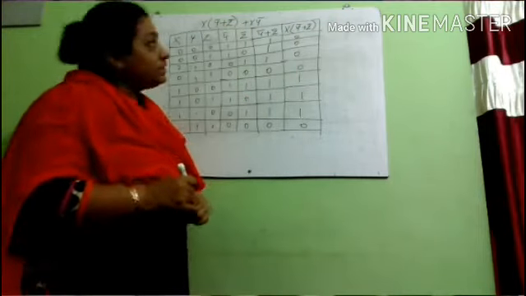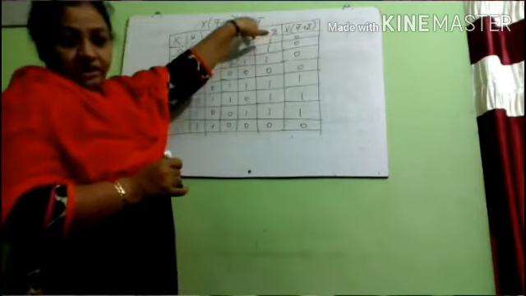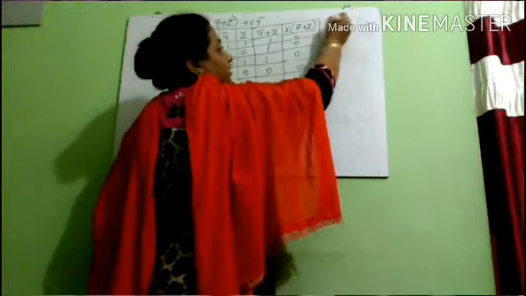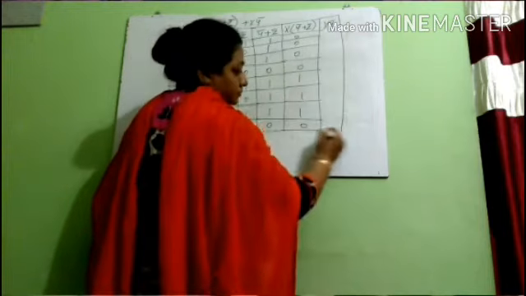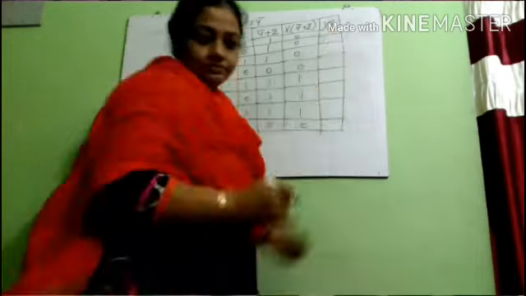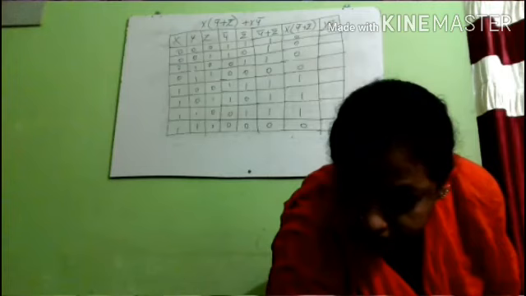0 and 1 is 0. 0 and 1 is 0. 0 and 1 is 0. 0 and 0 is 0. 1 and 1 is 1. 1 and 1 is 1. 1 and 1 is 1. 1 and 0 is 0. So now we have got this column, that is x ANDed with y bar plus z bar. Now we shall AND x and y bar.